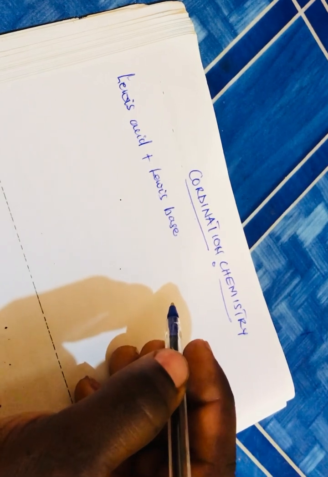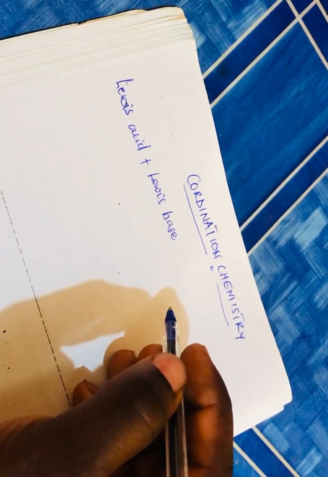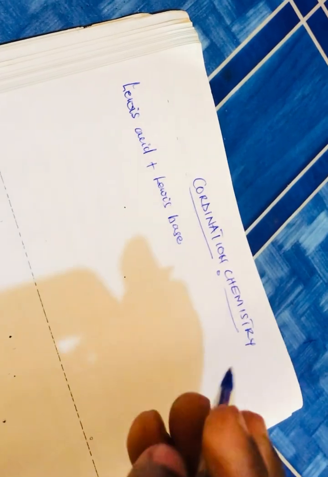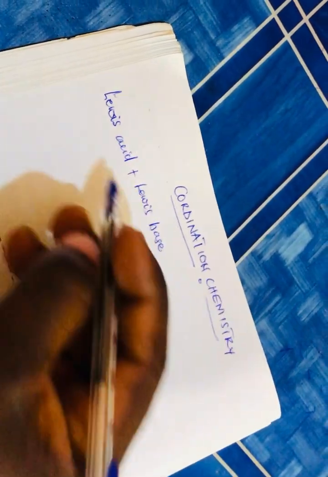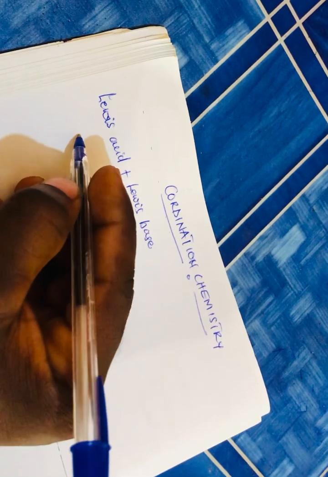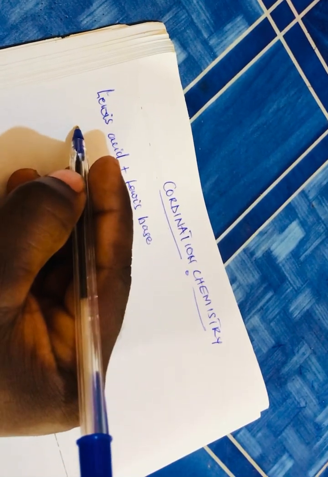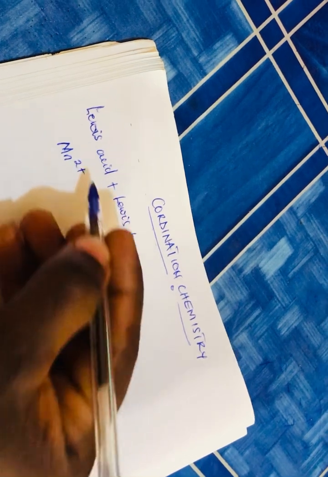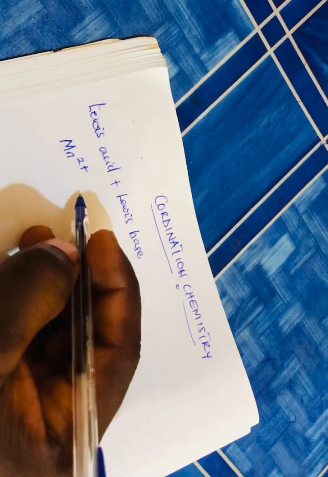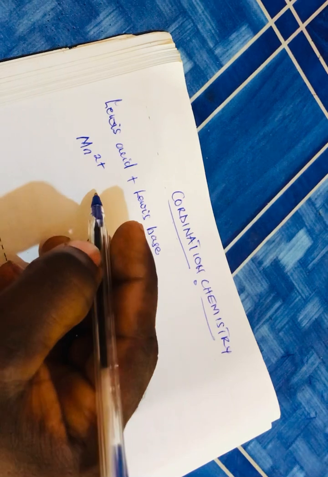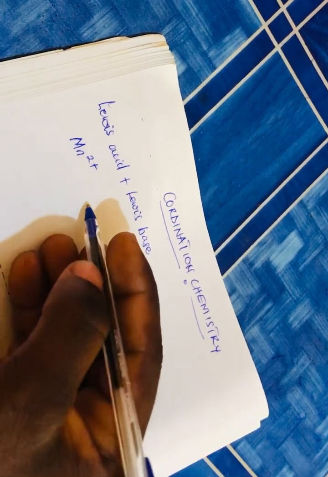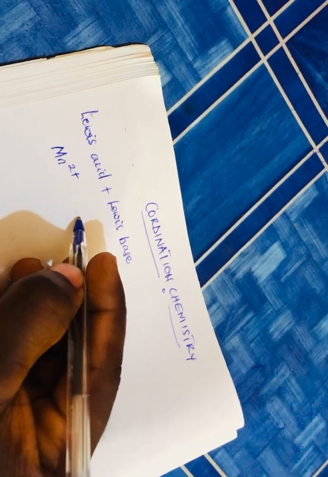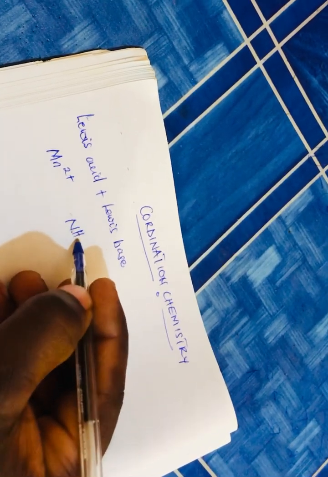So what is a coordination compound? If you are talking about coordination chemistry, then we have to talk about coordination compounds. For example, a Lewis acid, you can have a metal ion, let me see, Mn2+, and you have what they call a ligand, or let me say a base.